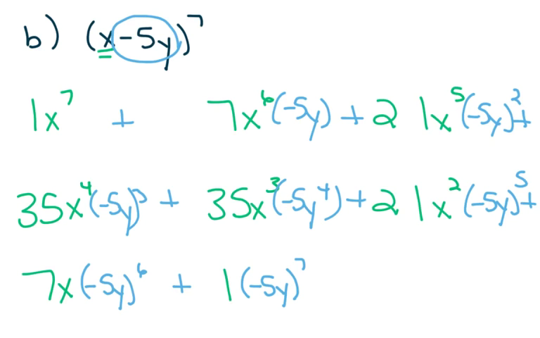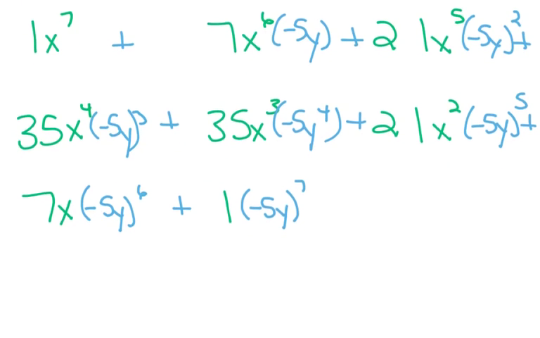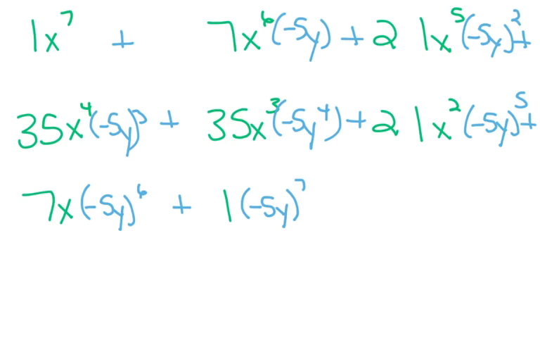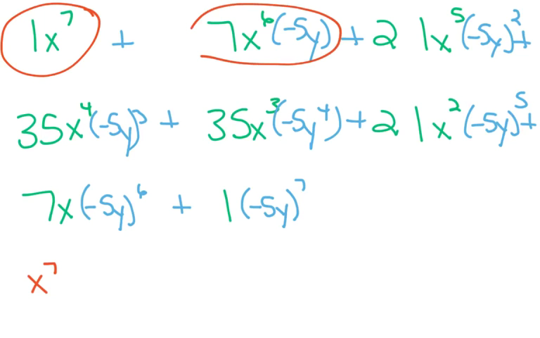The other part that makes this different is we're going to simplify each term. So the first term is 1x to the 7th. For the second term, remember that multiplication is commutative. So it doesn't matter the order that this is written in. I can multiply 7 times negative 5, which is negative 35. And then x to the 6th y.